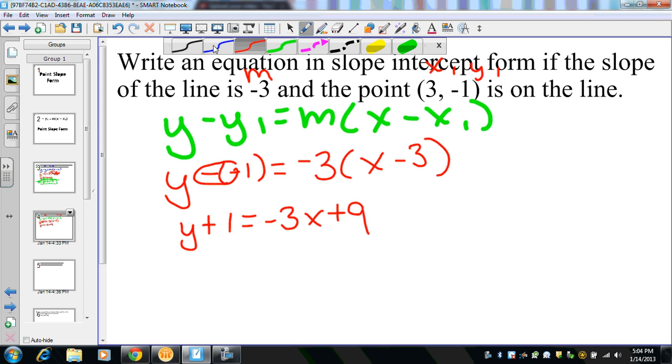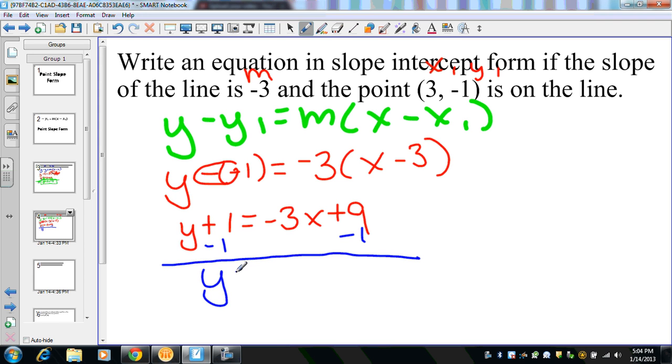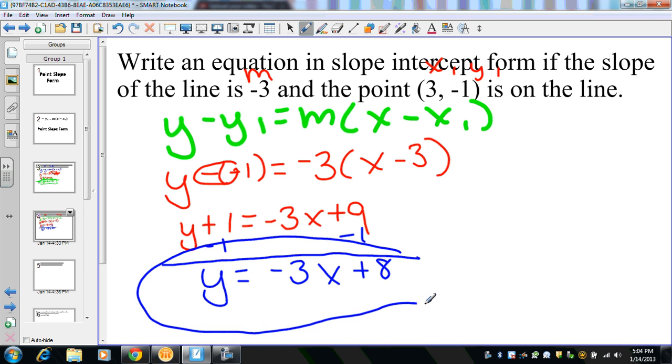So I'm going to subtract 1 from each side. I'm going to subtract 1 from this side and subtract 1 over here. And that leaves me with y is equal to -3x plus 8. And this is your answer. It is in slope-intercept form. Okay, y equals mx plus b.